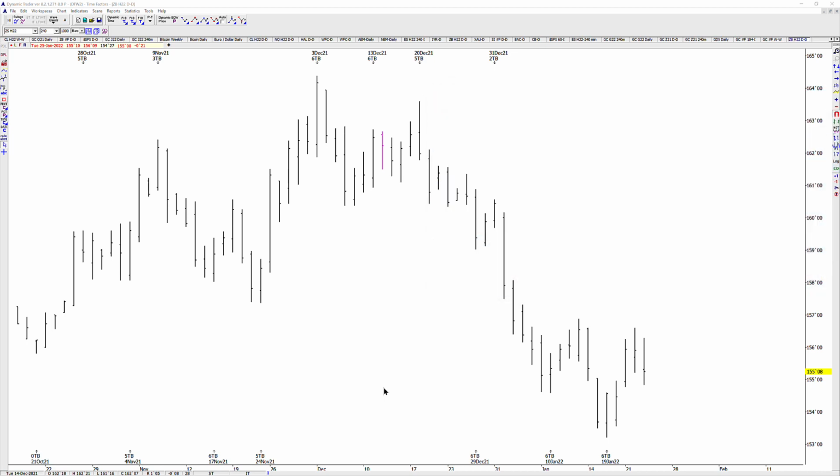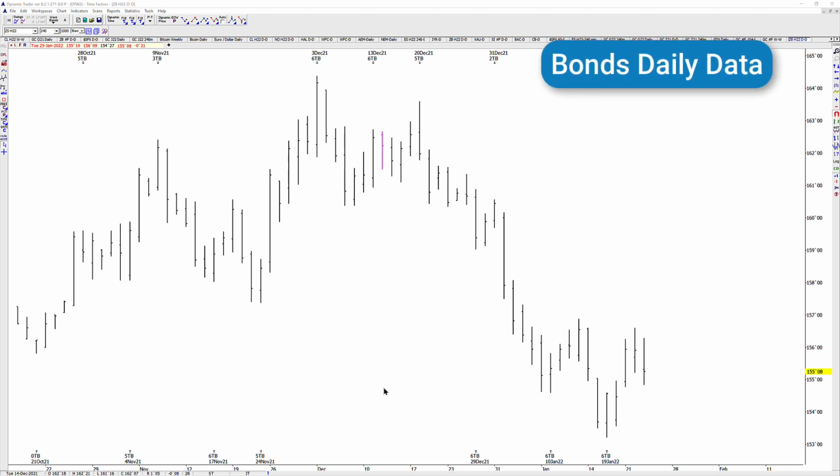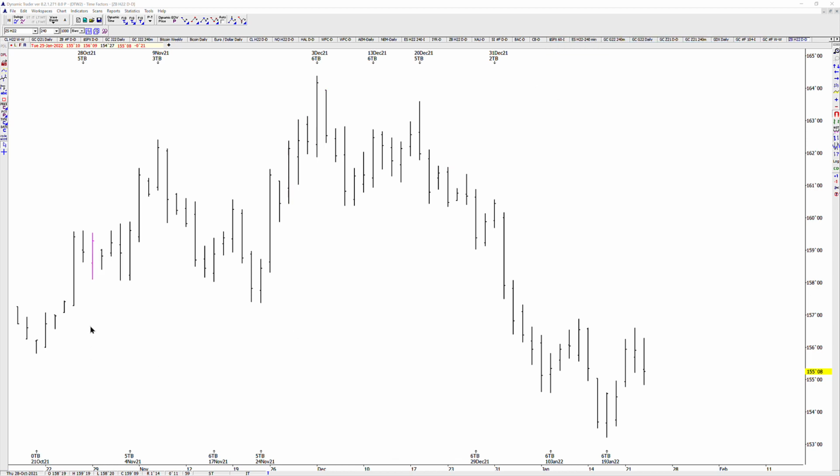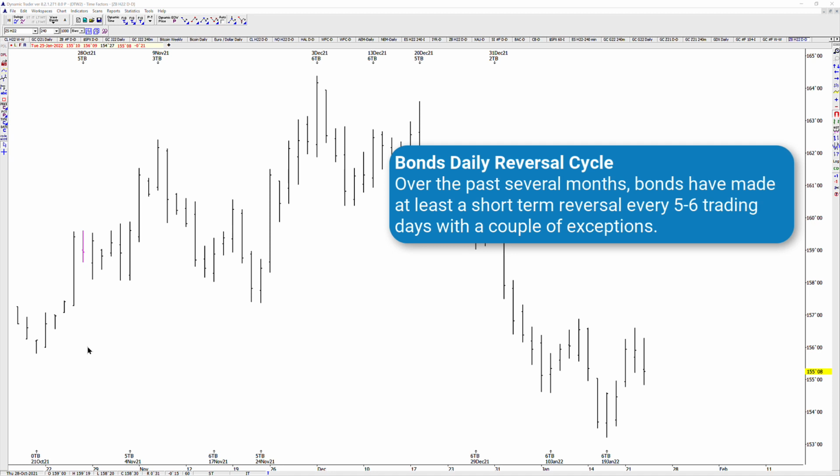We have bonds, daily data, and we've got 2 or 3 months' worth of data, quite a bit of data. I've marked off various highs and lows here, and we can see that going back to this October low, about every 5 or 6 days, with a couple of exceptions, bonds made a reversal of usually at least a few days. So again, these reversal cycles don't necessarily indicate what degree that reversal is going to be, how many bars it's going to trade in the opposite direction after it makes a reversal.